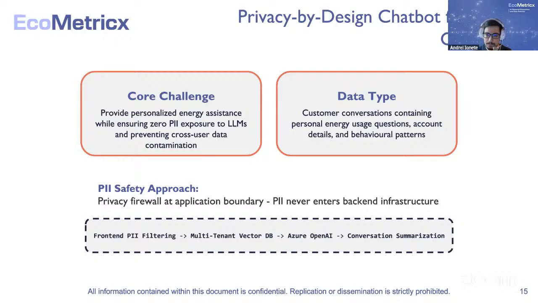So we tried to identify the core challenge and the data type that we were working with, and then see how we can implement privacy as we should. Where most companies collect everything first and then try to protect it later, we tried to be proactive, just like Ben said. We created what we call in our application a privacy firewall, and that means that critical information never really enters our backend infrastructure at all. It's being stopped at the gate, so to speak.